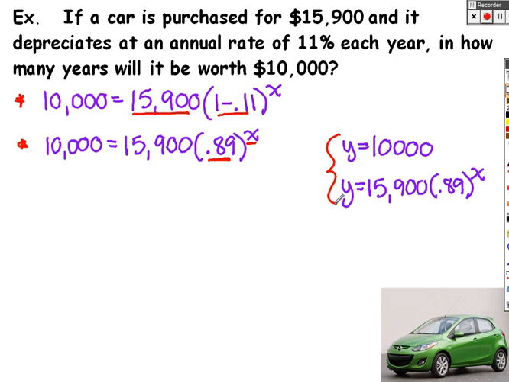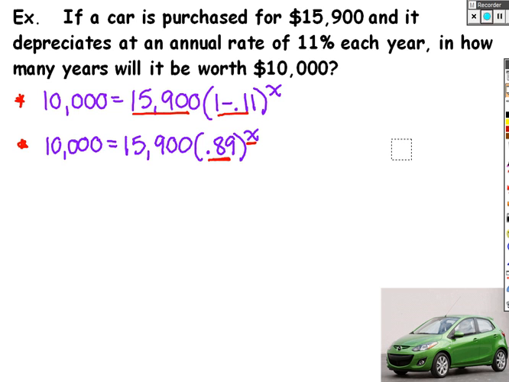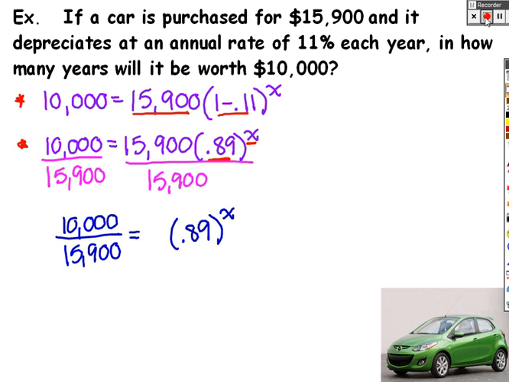So if I want to get x by itself, there's just one thing not attached to x: the 15,900 is not attached to the exponent. So at this point, I could certainly go ahead and divide each side by 15,900. Now I've got rid of anything that's not attached to this exponent of x.